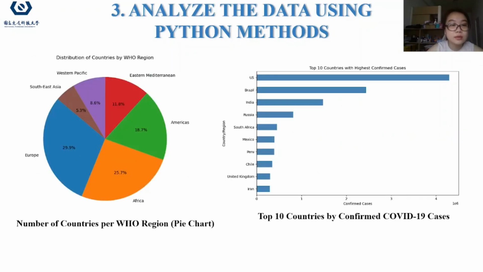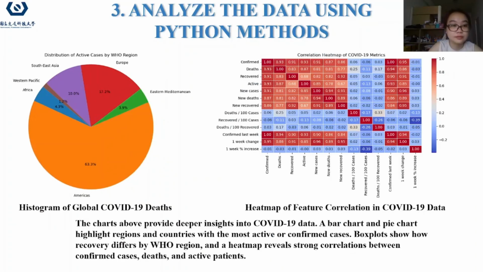And then the next one is the number of countries by WHO region pie chart. And you can see the percentage, each part is combined into this chart. And the biggest is Europe, Africa, and then Americas, Eastern Mediterranean, then Western Pacific, and then Southeast Asia. And then you look at the chart on the right, which is the top 10 countries by confirmed COVID-19 cases. The leading ones are the US, Brazil, India, Russia, South Africa, Mexico, Peru, Chile, UK, and Iran. And this is also the pie chart of global COVID-19 deaths. And this is Americas, Europe, Southeast Asia, and Africa, Eastern Mediterranean, and Western Pacific.